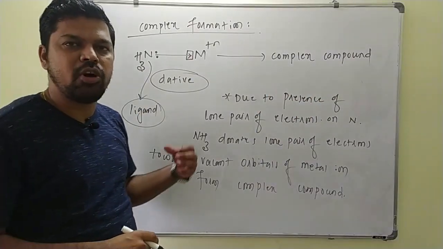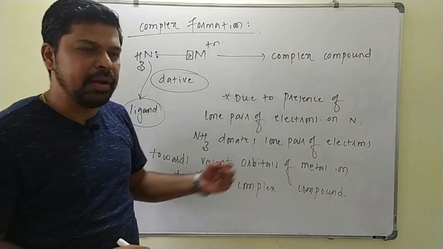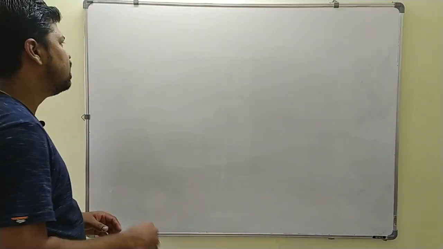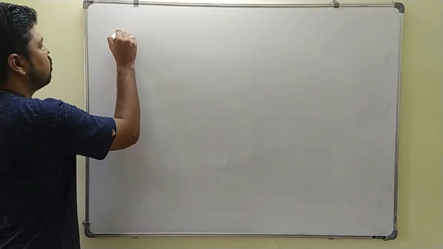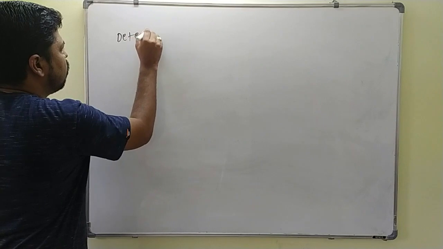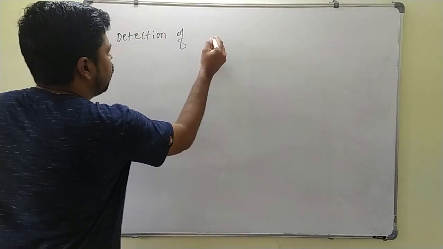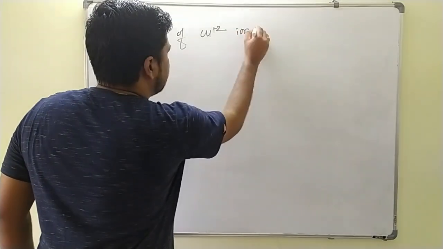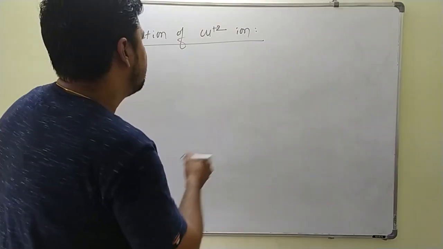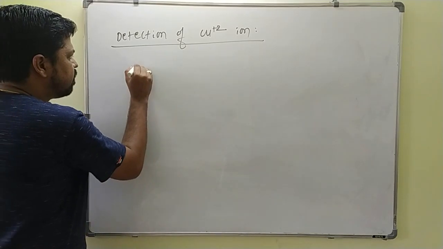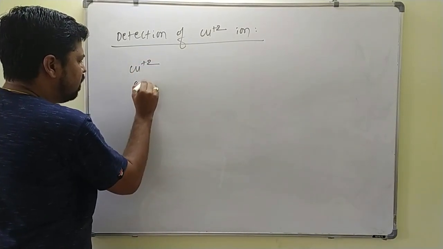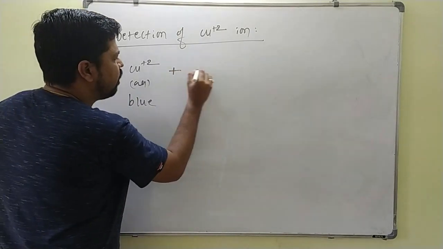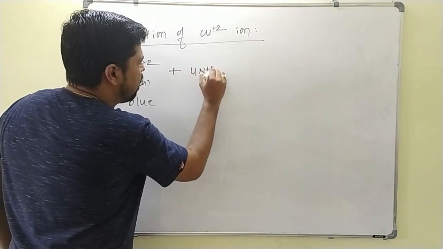Now this tendency of complex formation is used to detect metal ions. We will see that. First one, very important, is the detection of copper plus 2 ion. This copper plus 2 ion in the aqueous medium has a blue color. This on treating with ammonia, 4 moles of ammonia I will take.